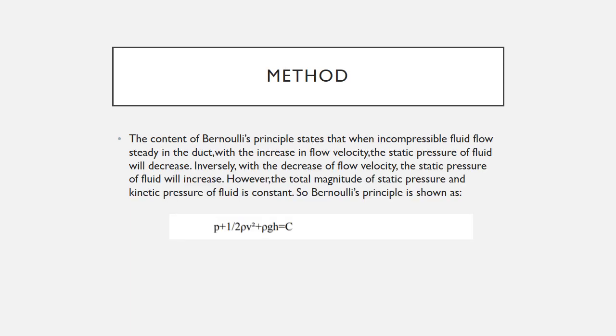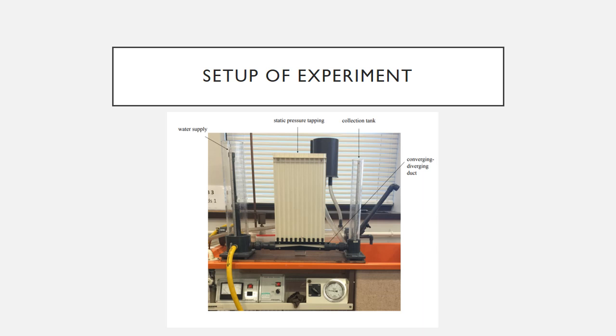The method that we're using is Bernoulli's principle, which states that when an incompressible fluid flows steadily in the duct, with the increase of flow velocity, the static pressure of the fluid will decrease. Inversely, with the decrease of flow velocity, the static pressure of the fluid will increase. However, the total magnitude of static pressure and kinetic pressure of the fluid is constant. So Bernoulli's principle is shown as the figure below, which is P plus rho v squared over 2 plus rho gh equals C.